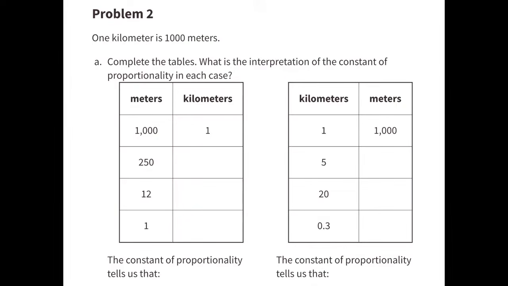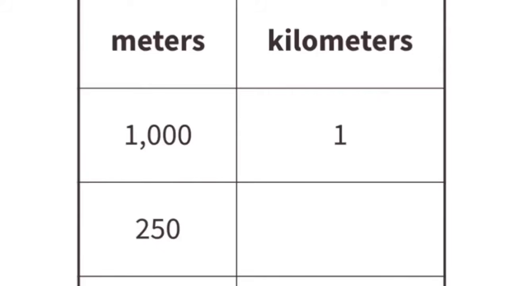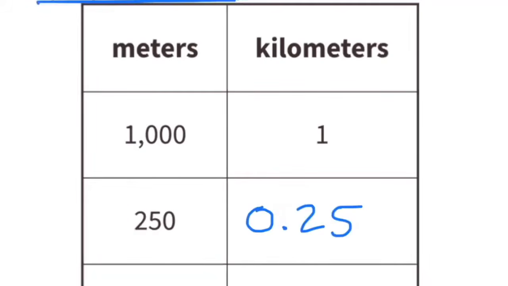Number 2, 1 kilometer is 1,000 meters. A. Complete the tables. What is the interpretation of the constant of proportionality in each case? 1,000 meters for every 1 kilometer, or 1 kilometer for every 1,000 meters. This information tells me that 1 kilometer is equal to 1,000 meters. So I have to ask myself, what's 1,000 times smaller than 250? 25 hundredths is 1,000 times smaller than 250. For every 250 meters, you would have 25 hundredths of a kilometer.